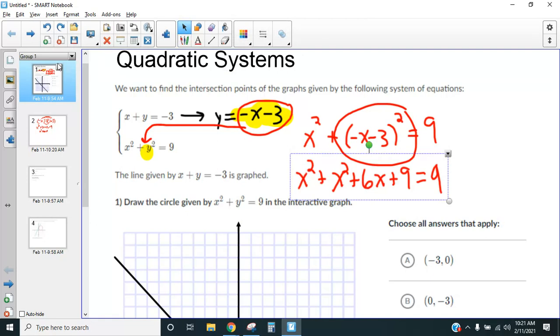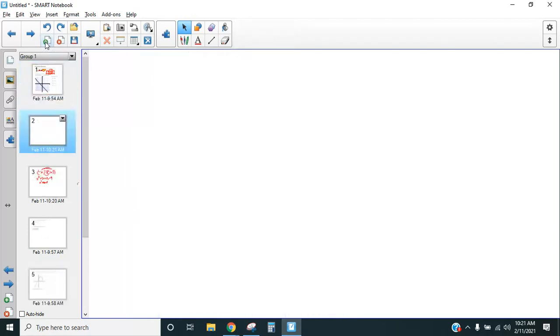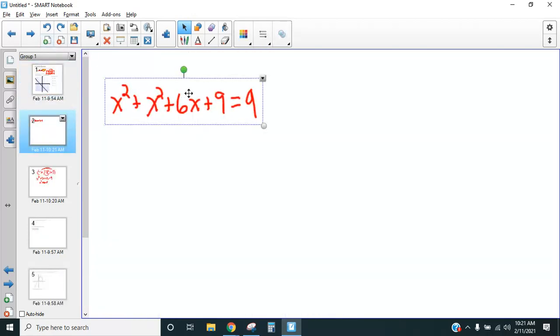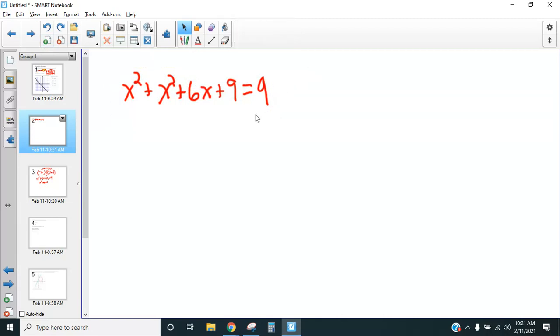I'm going to copy this over to another page because we got to solve this thing now. Okay, so x squared plus 6x plus 9 equals 9. All right, now we just did a bunch of this stuff for our last unit, right? We did stuff like this all the time. So what should I do first? Combine. Awesome. I'm going to combine these two.